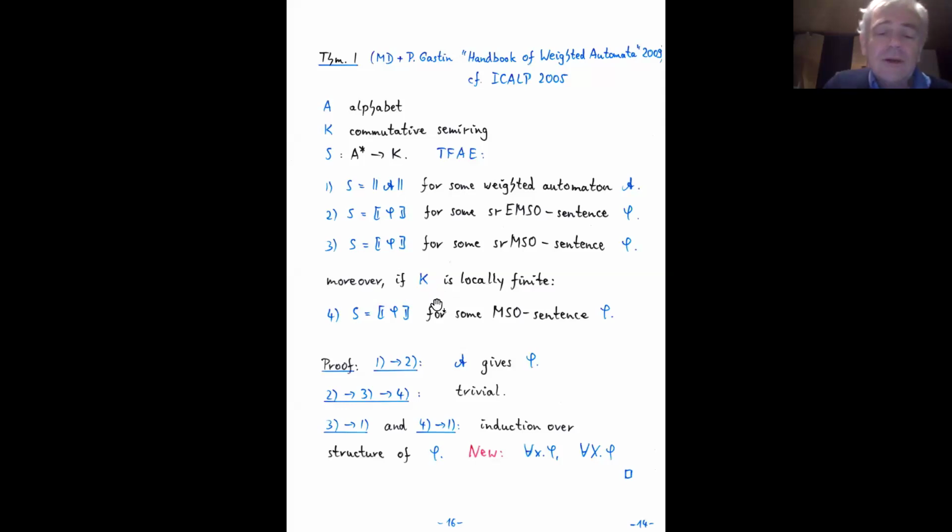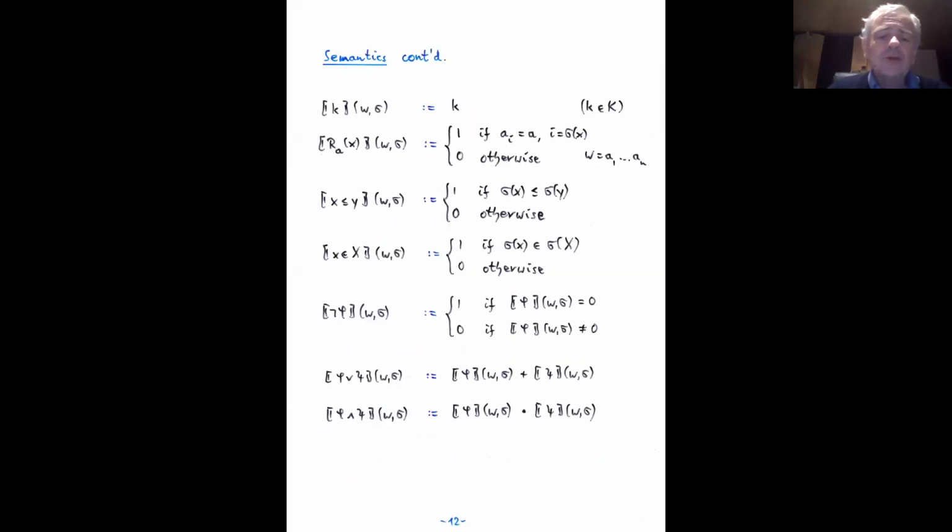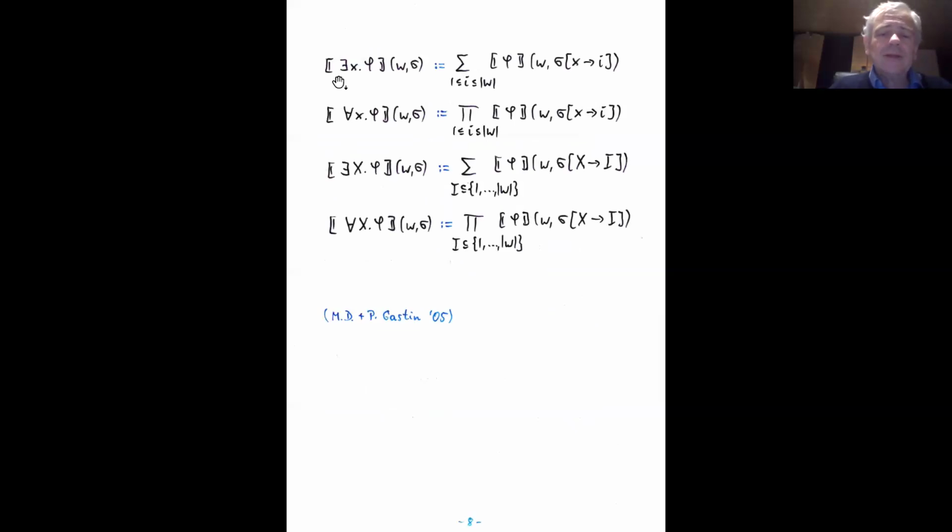And how do we do this? By induction over the structure of the formula. For the atomic formulas, we can give the weighted automaton explicitly and right away. Then let's go through the induction. These atomic formulas are okay. For negation, that will also be okay. For disjunction, we use a classical result from weighted automata theory, from formal power series, for conjunction also, and for existential quantification also. For universal quantification, we have a problem.